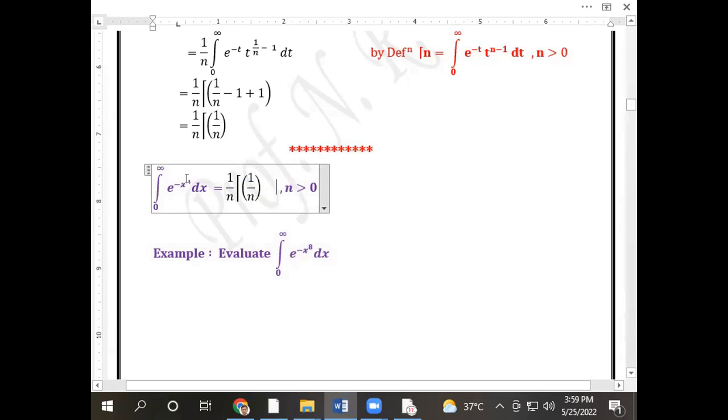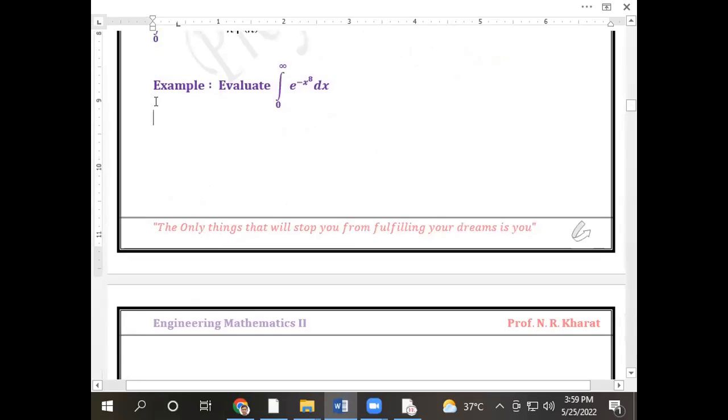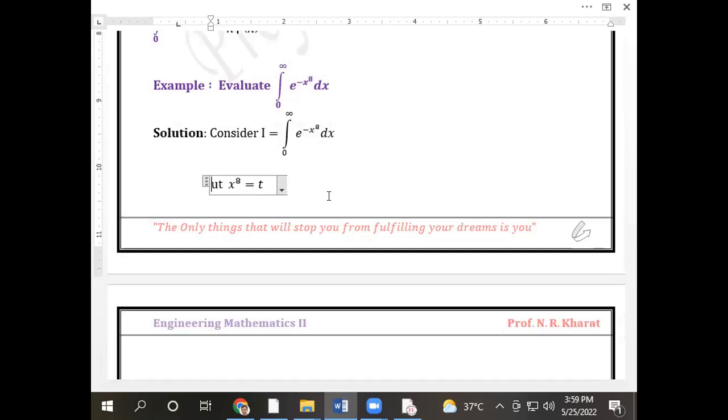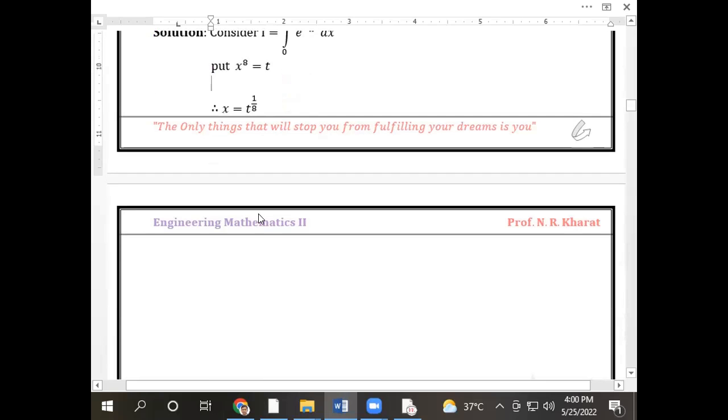When we change the value of n, suppose we choose 8, 10, 9, 10, 100, 1 upon 2, 1 upon 15, we have to just make the simplification. For that, we will see an example. When the index of x is 8, we assume the given term is equal to I. Then we put x to the 8 equal to a parameter t. Then taking the 1 upon 8 power on both sides, x is equal to t raised to 1 upon 8.